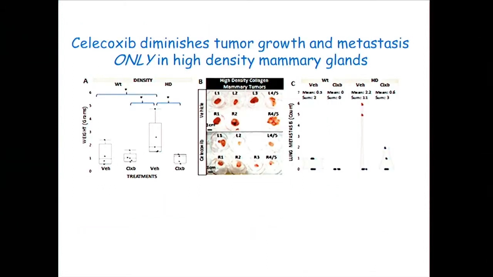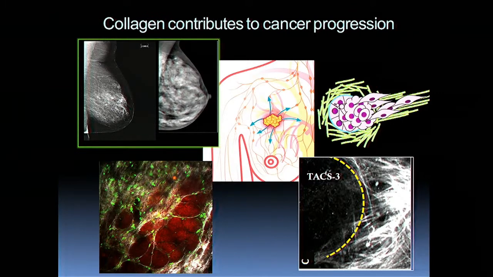And what we were able to find is that while the wild-type animals weren't that much different, the dense collagen animals have increased tumor growth. These are the bigger tumors, and they regress when we treat them with this anti-inflammatory Celecoxib. The dense collagen animals have more metastasis, and that is reverted as well.